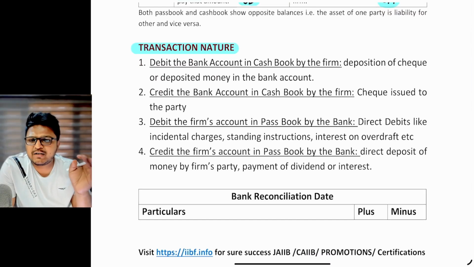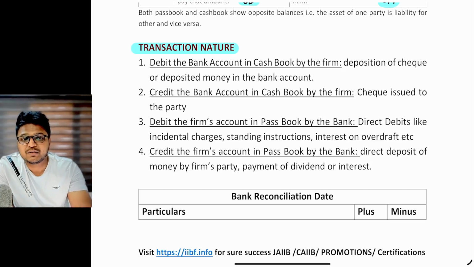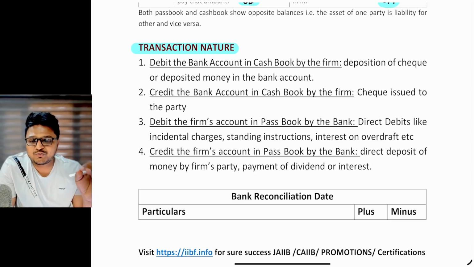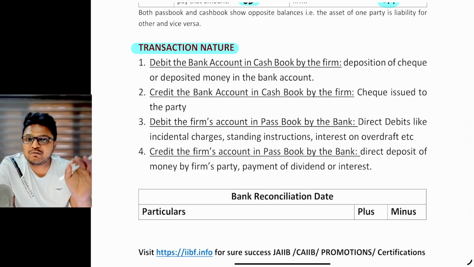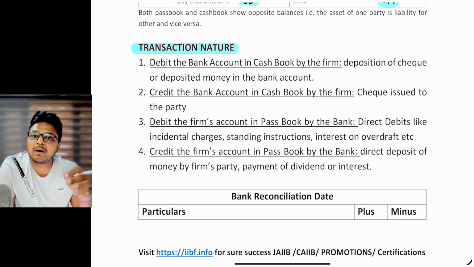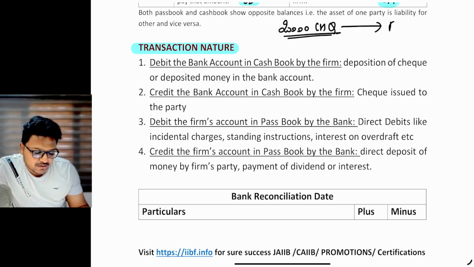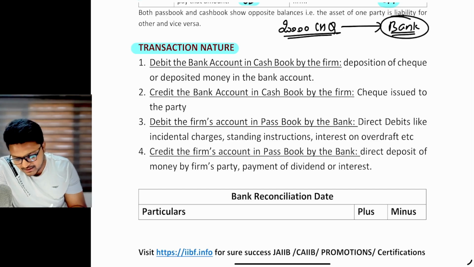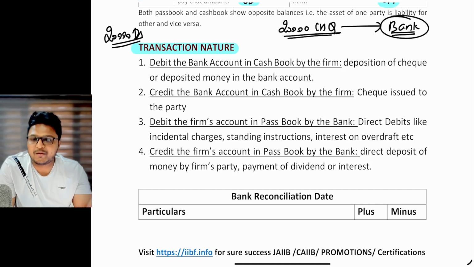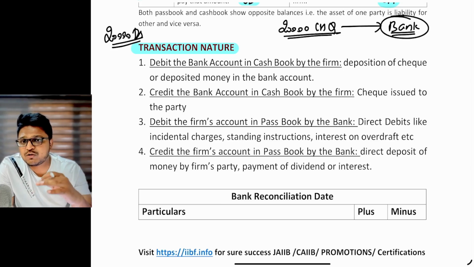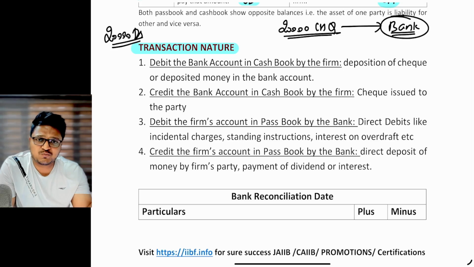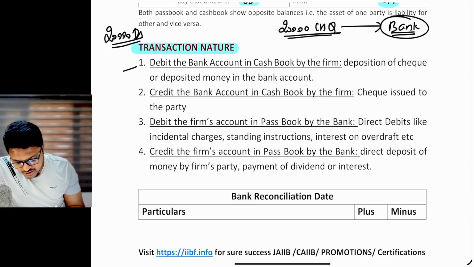Now let's learn the transaction nature. When I'm talking about the transaction nature, when I cover one point, you'll be learning that, right? So, debit the bank account in the cash book by the firm. It may be the case that we have debited the bank account in the cash book, or simply I am saying that we have debited the cash book. So when we will be debiting the cash book, when we will be depositing some amount in the current account, let's say I deposited a 20,000 rupees check. A 20,000 rupees check was deposited in the bank. It means what? I'll be adding a 20,000 debit in the cash book. Because when I'm depositing money, only then it will be increasing. And when I'm to increase the money, then in the cash book, I'll be debiting the balance. And when I'm to increase the money in the passbook, I'll be crediting the balance. That is the first transaction, right?